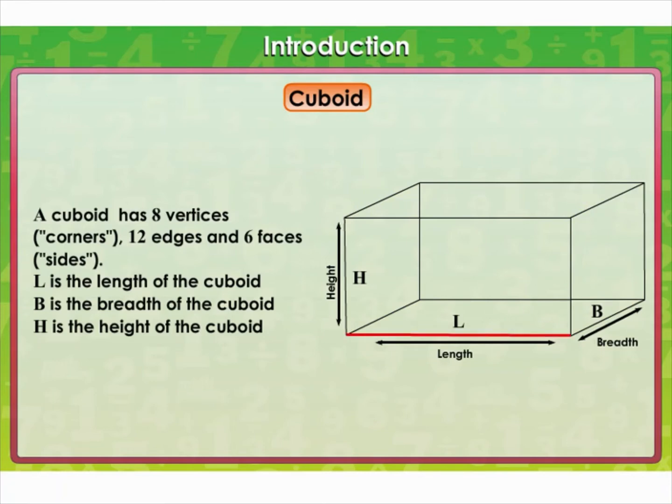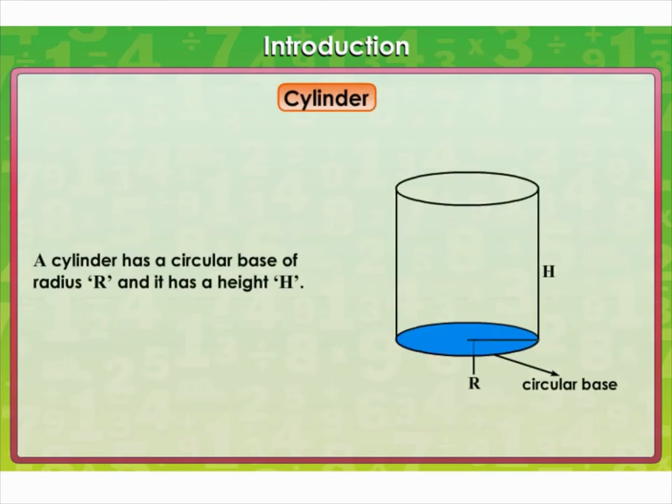L is the length of the cuboid. B is the breadth of the cuboid. H is the height of the cuboid. A cylinder has a circular base of radius r and a height h. Surface area of cuboid, cube and cylinder by the formula method.